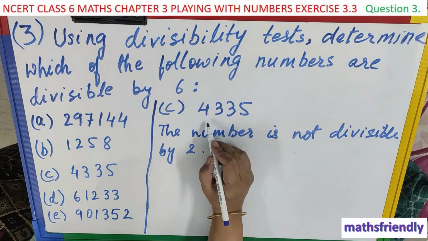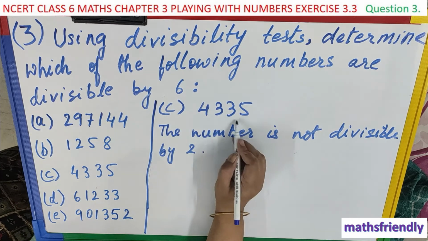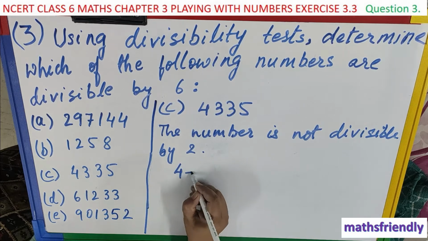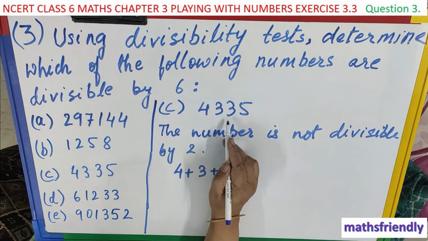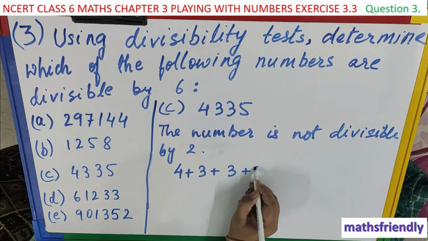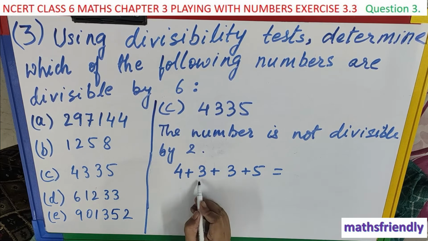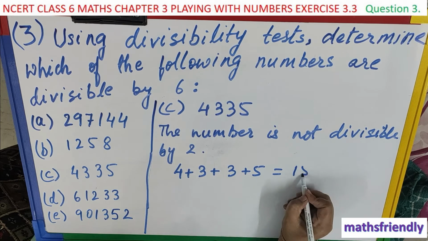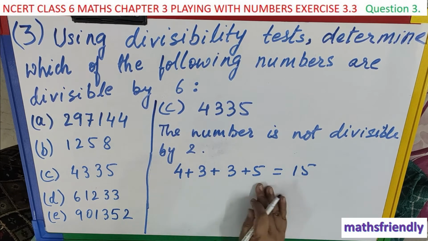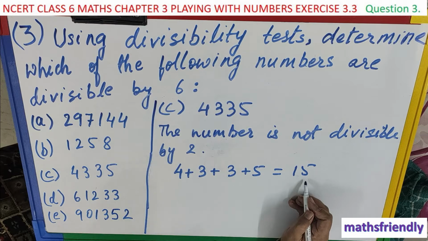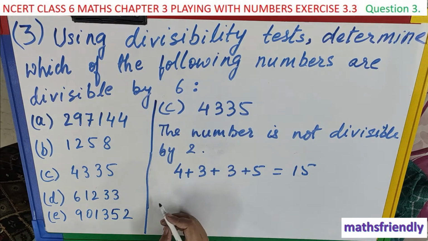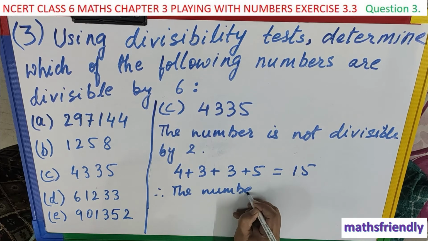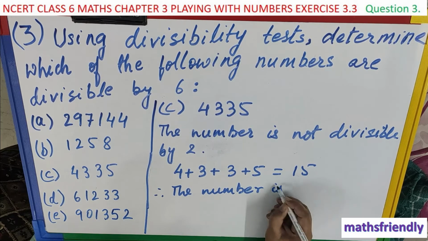Okay. Now is this number divisible by 3? For that we have to check the sum of the digits of the number. The digits are 4, 3, 3 and 5. So we will add the digits: 4 plus 3 is 7, 7 plus 3 is 10 and 10 plus 5 is 15. And 15, the sum of these digits, is divisible by 3. It means this number is also divisible by 3. Therefore the given number is divisible by 3.